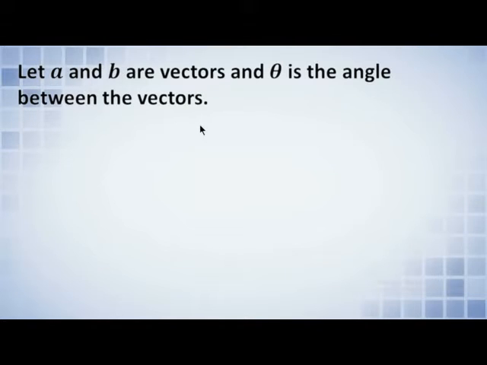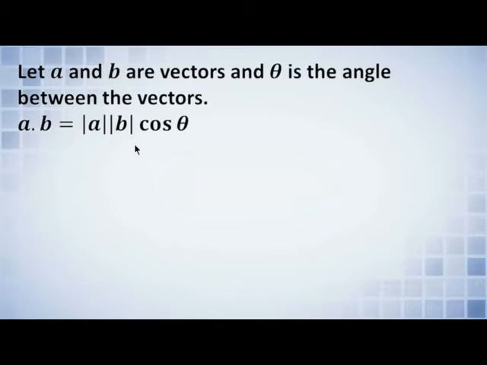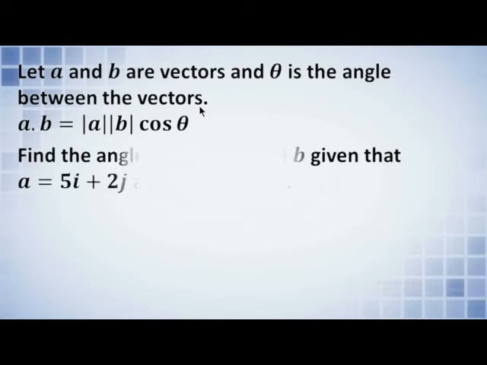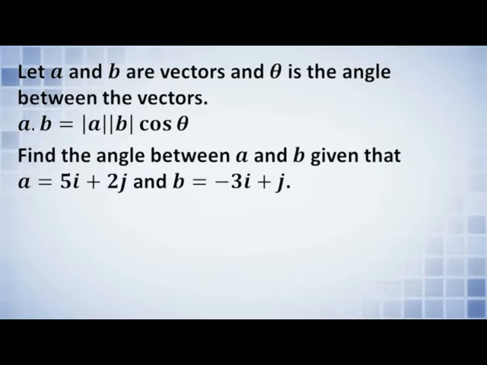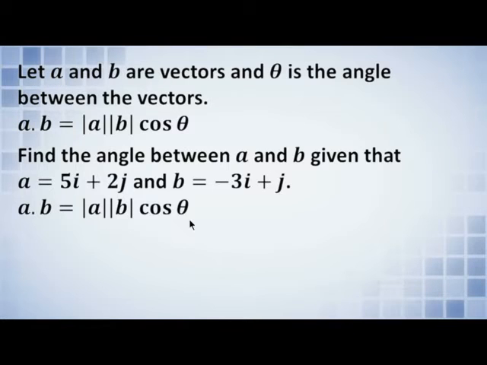Let A and B be vectors and theta be the angle between the vectors. The other formula to find A dot B is the magnitude of A times the magnitude of B times cosine theta. Remember, theta is the angle between the vectors. Find the angle between A and B given that A is 5i plus 2j and B is negative 3i plus j. We know that A dot B is equal to the magnitude of A times the magnitude of B times cosine theta.